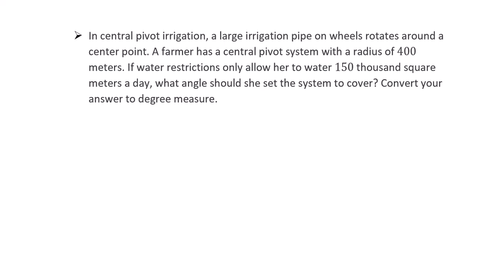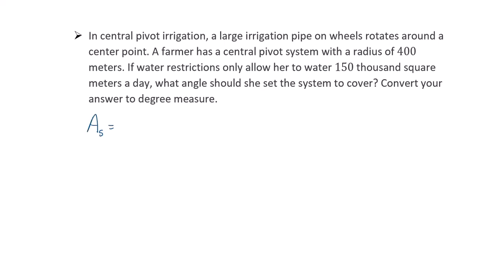In central pivot irrigation, a large irrigation pipe on wheels rotates around a center point. A farmer has a central pivot system with a radius of 400 meters. If water restrictions only allow her to water 150,000 square meters a day, what angle should she set the system to cover? In the end, convert your answer to degree measure.